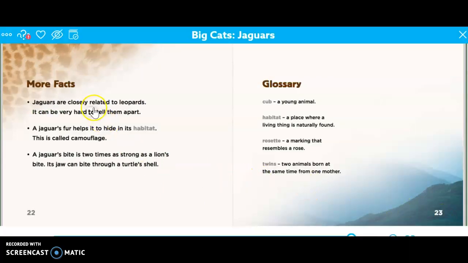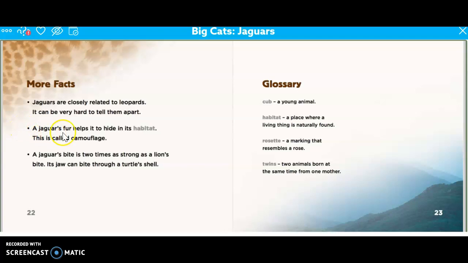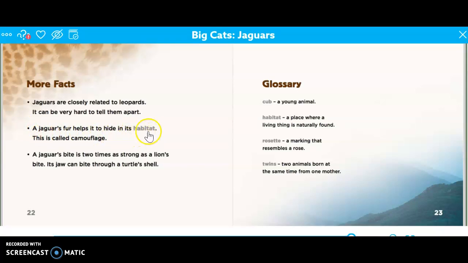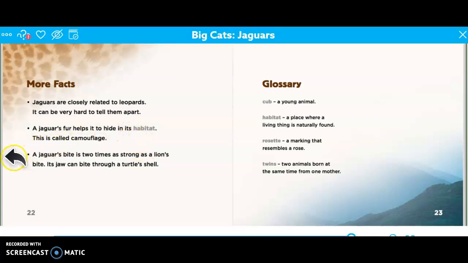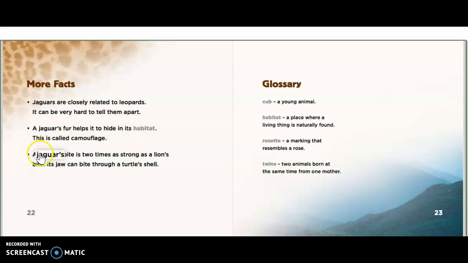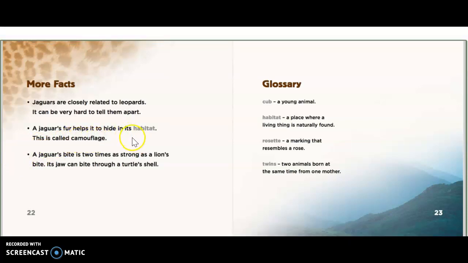And here are some more facts about jaguars. Jaguars are closely related to leopards. It can be very hard to tell them apart. A jaguar's fur helps it to hide in its habitat. Oh, that's another vocabulary word that we already read about. This is called camouflage. So when an animal camouflages, it hides or kind of blends in its habitat.